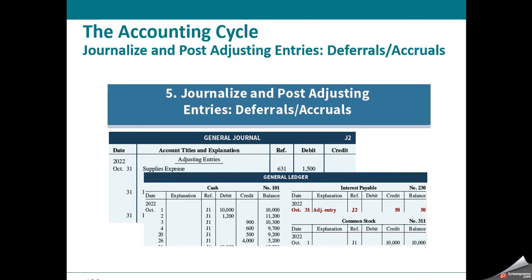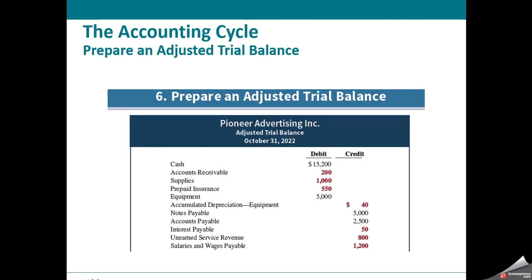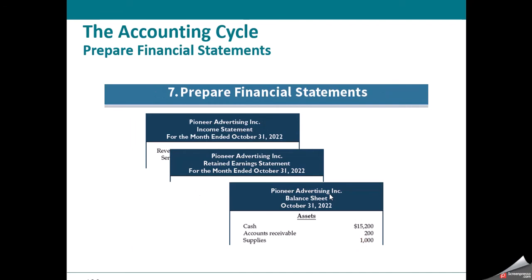Then we make our adjusting entries, so accruals, and if we used up supplies, or we're allocating out prepaid insurance, and we're recording depreciation, all of those things that we talked about in the last chapter would be our adjusting entries. After those are in, then we prepare an adjusted trial balance, and this shows you that in red, these are all the numbers that were adjusted based on those entries. And then we prepare our three financial statements: our income statement, our statement of retained earnings, and our balance sheet.